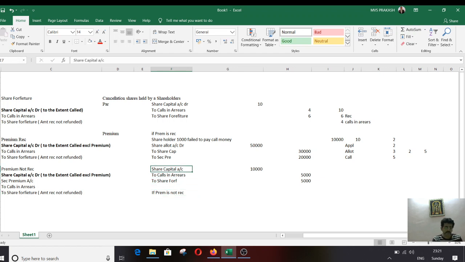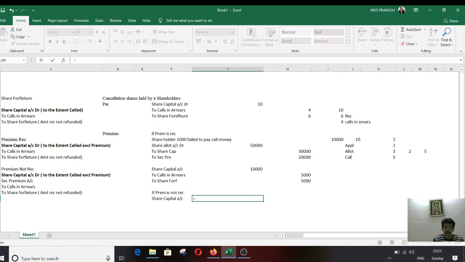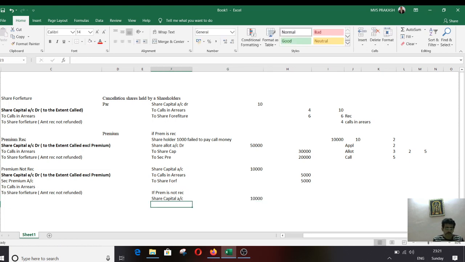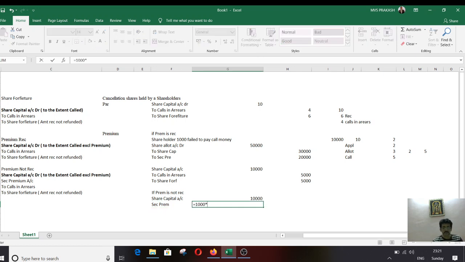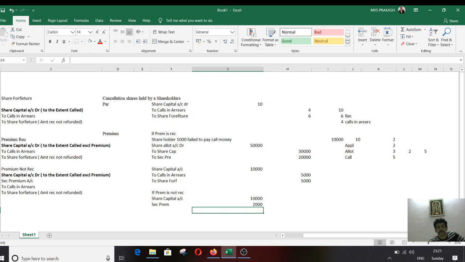Now what entry will I pass? Share capital account I will debit, with what? The amount called up. So what is the amount called up? On 1000 shares, 10 rupees is called up. Now, as the premium is not received on the 1000 shares, 2 rupees is not received, I have to debit my securities premium.